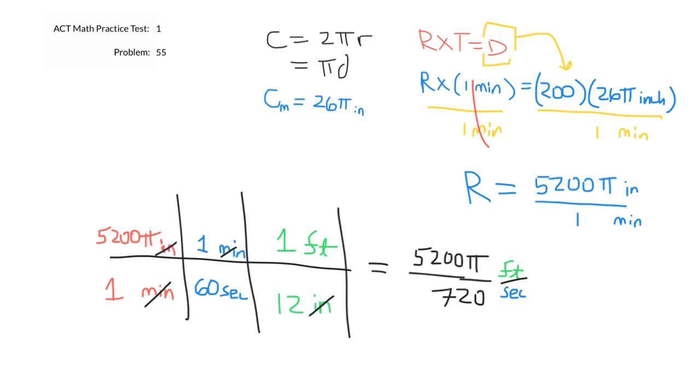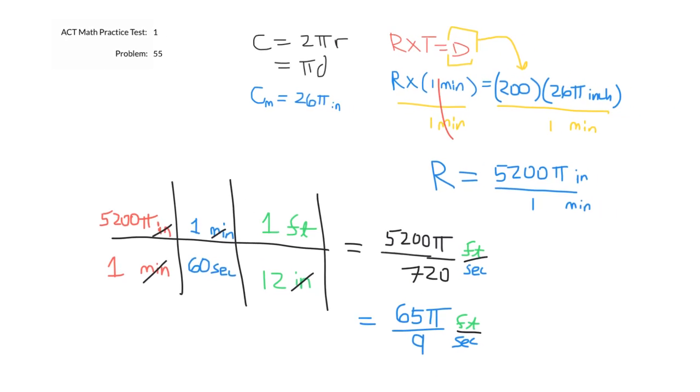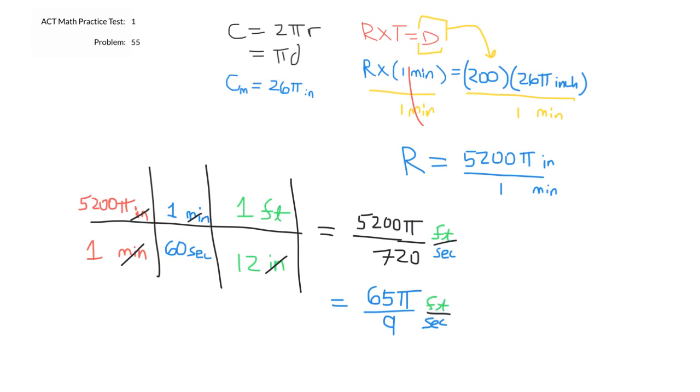Well, the good news is that 5,200 pi over 720 can be reduced to 65 over 9, okay? Now, let me just rewrite that as 65 pi over 9 feet per second. Some of you might be wondering, the pi is on top, but in answer choice A, the pi is off to the side. Well, that is actually okay. Let's just be very clear. The answer, by the way, is A, in case you haven't noticed.